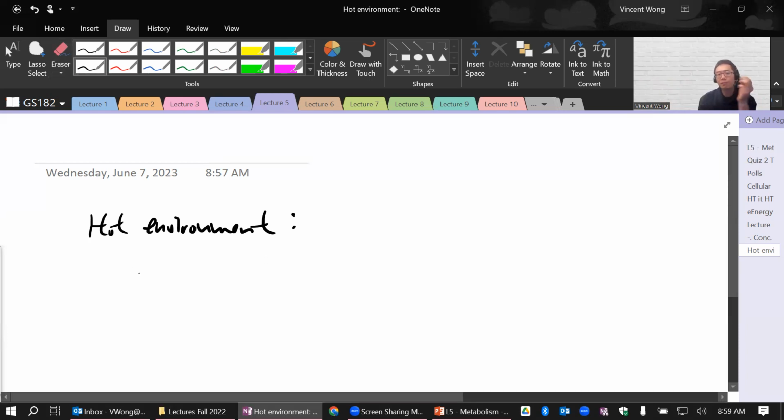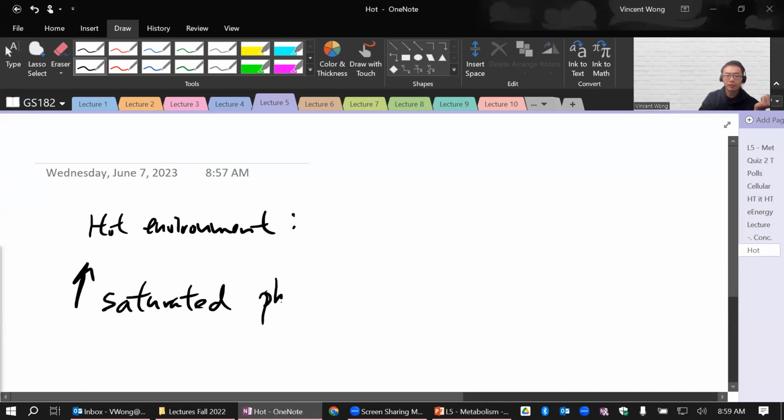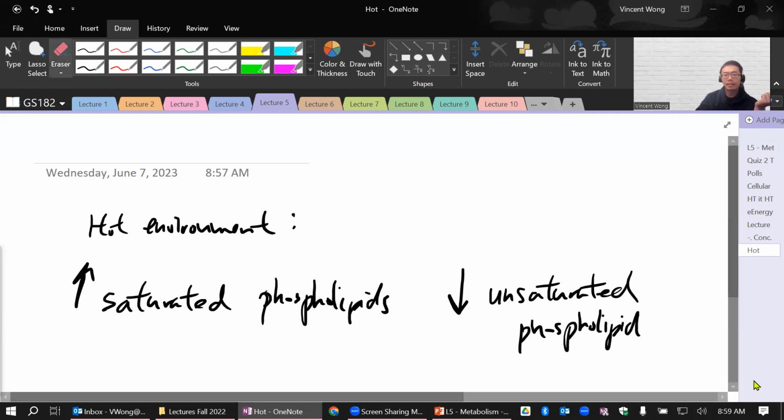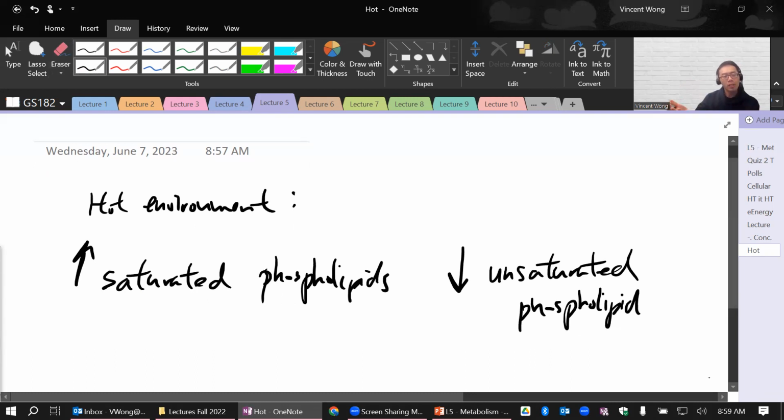So to make it less fluid in a hot environment, you need to increase saturated fat, right? Saturated phospholipid. Okay, you need to decrease unsaturated phospholipid. And as for cholesterol, do we want more cholesterol or less cholesterol? Less. That's right, because in class, I wrote down more cholesterol means increased fluidity, right? So you need to decrease cholesterol, right?